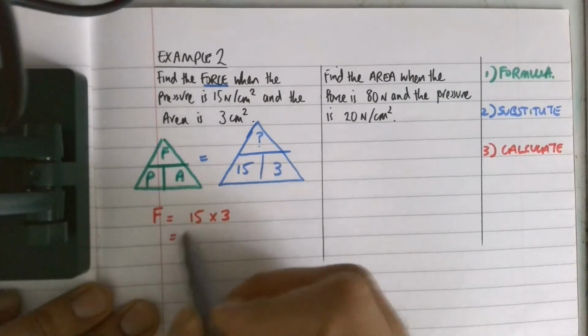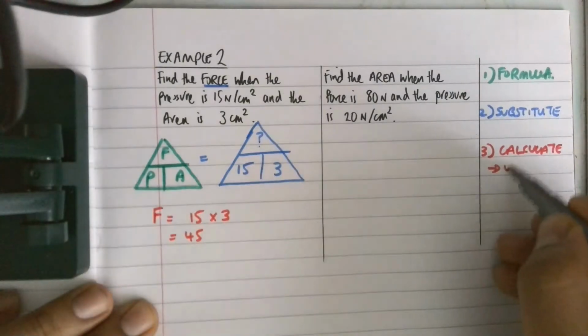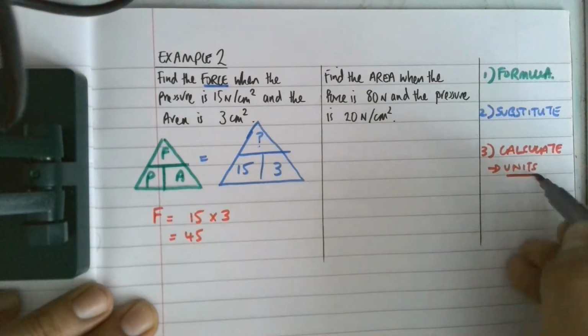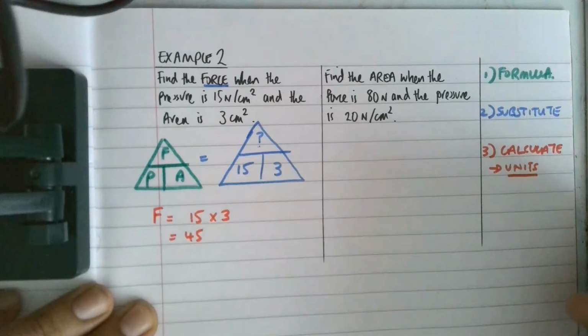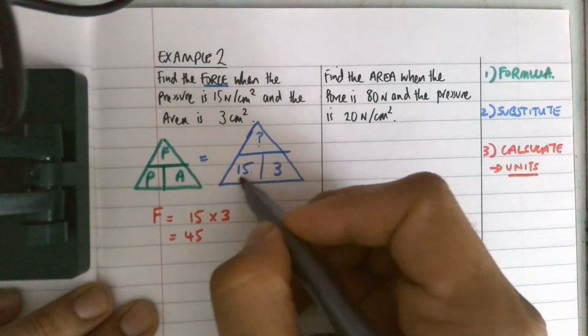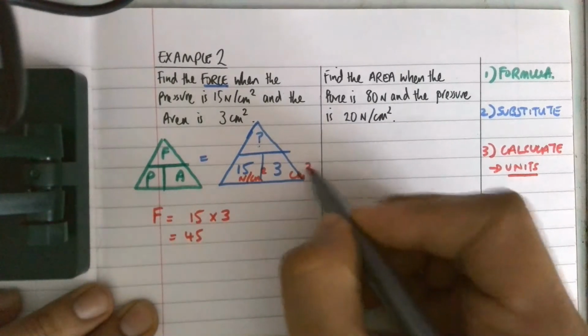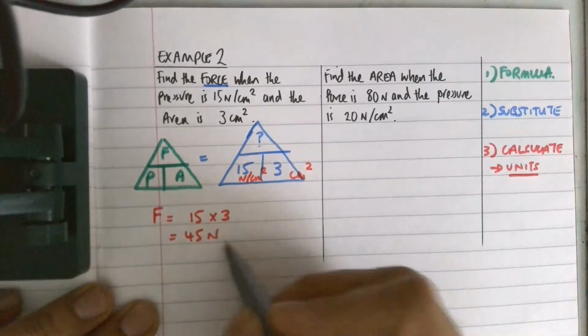And then remember the units. Pressure is given as newtons per centimetre squared and areas in centimetres squared. So force is going to be just newtons. So it's going to be 45 newtons is the answer there.